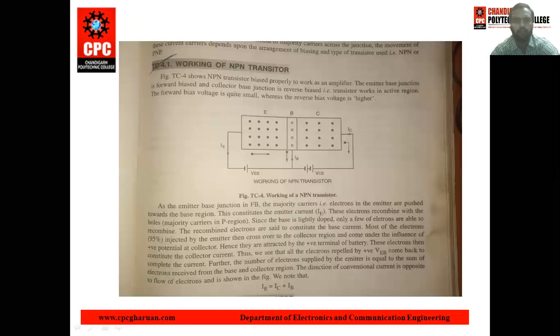Next is the working of transistors. I'm just taking a photograph from your book so you can easily relate it with your book also. This is the working of an NPN transistor.